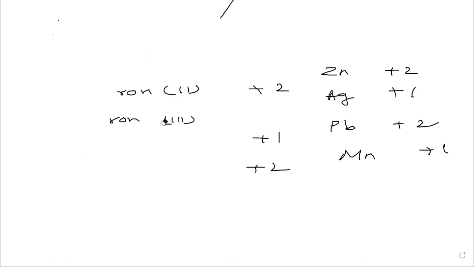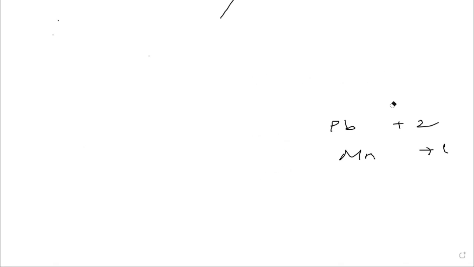What are radicals? Radicals are the group of atoms, but they are not the molecules. Molecules are also groups of atoms. So radicals are groups of atoms, but they are not molecules because molecules do not have any charge. Radicals have charge over them.